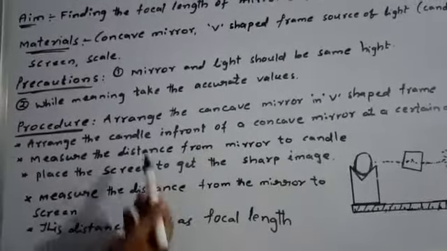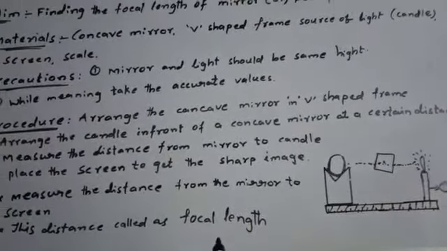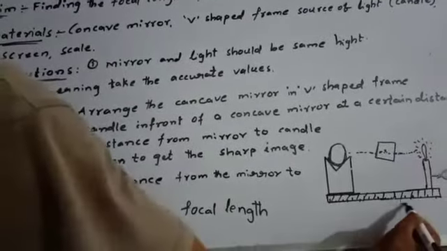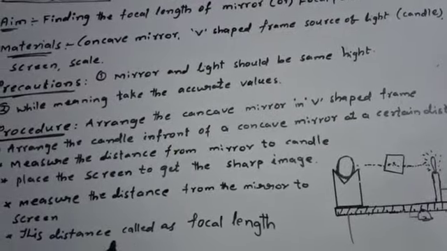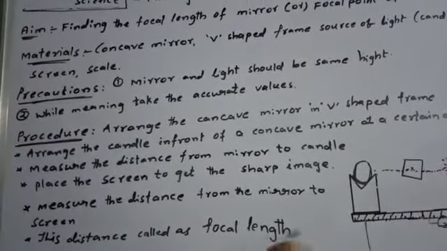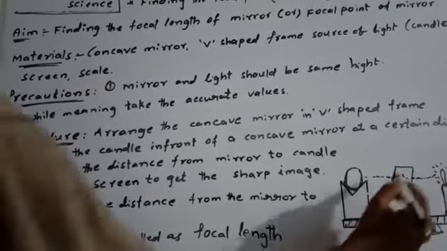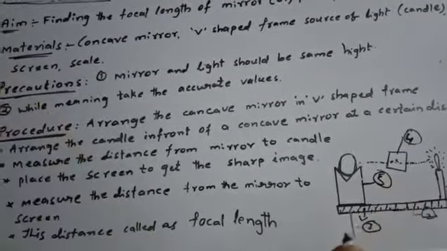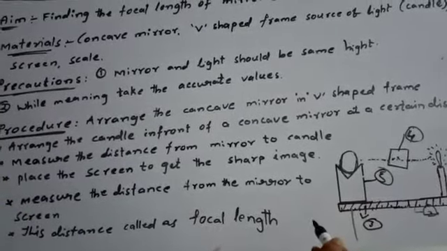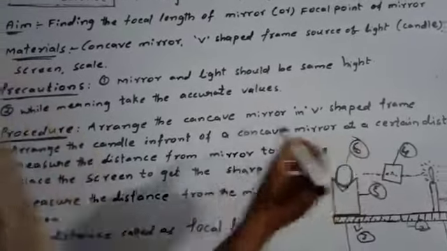And the procedure, we know how to arrange it. So we have to see here: the first one is the candle, the second one is the table, the third one is the scale, the fourth one is the screen, the fifth one is the V-shaped frame, and the sixth one is the mirror, the concave mirror.